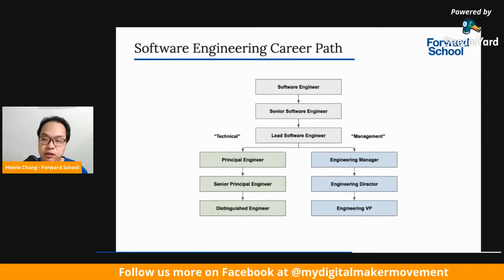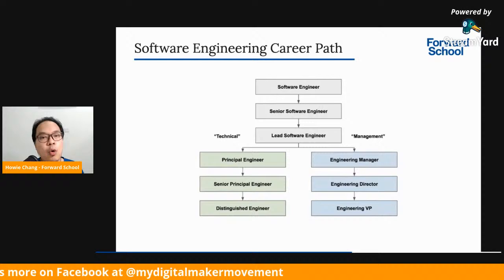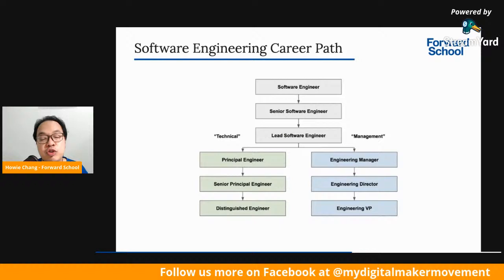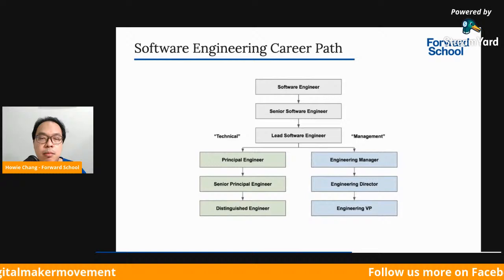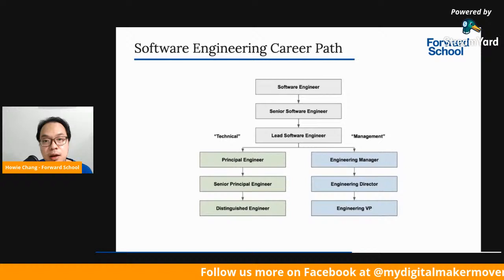You'll come to a point in terms of career progression. If you still like to build products, build stuff, and code, then the technical path is where you can go. You will end up becoming a distinguished engineer in certain companies, or a principal engineer, as they sometimes call it, or a CTO for that matter. If you choose the management route, then you become an engineering manager, engineering director, or engineering VP.